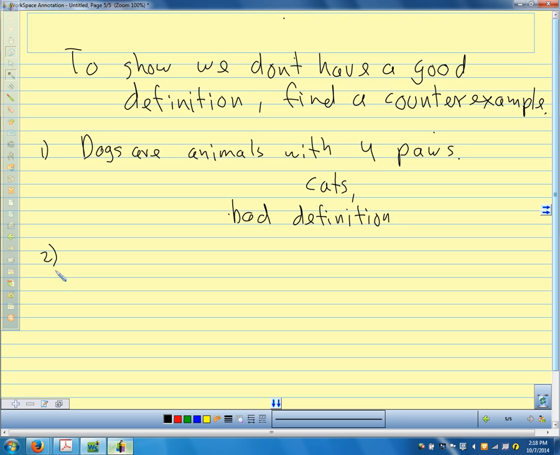All right. Here's my other definition. Let's focus, guys. Squares have four sides. That's a bad definition. We can't say a shape is a square if and only if it has four sides. A rectangle has four sides, right? So that would be our counterexample. A rectangle has four sides and it's not a square. So this would be a bad definition.